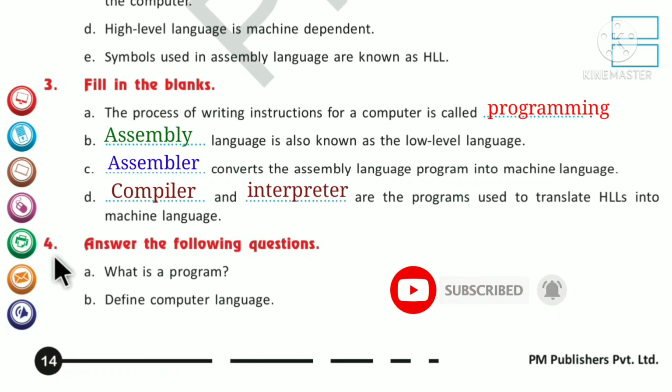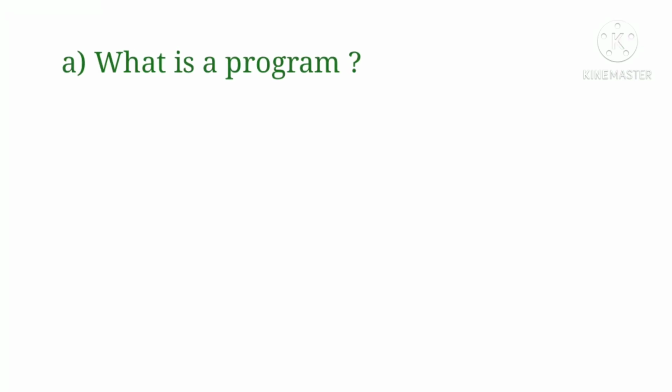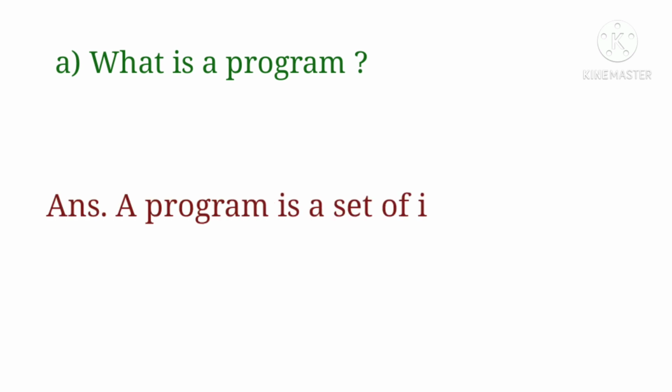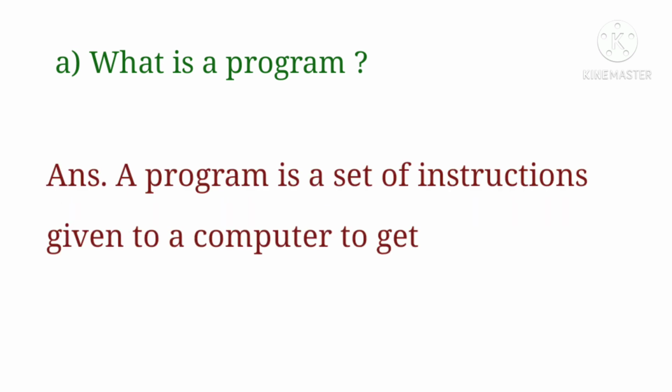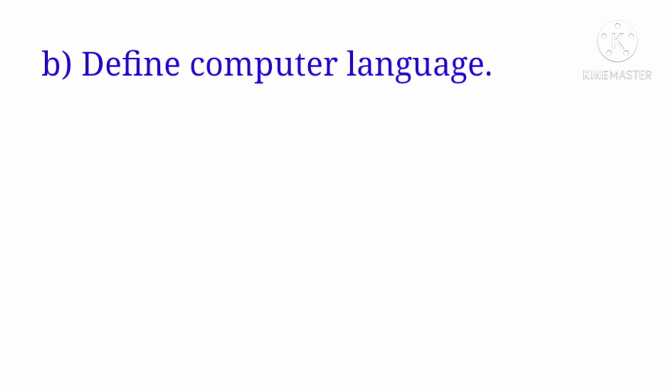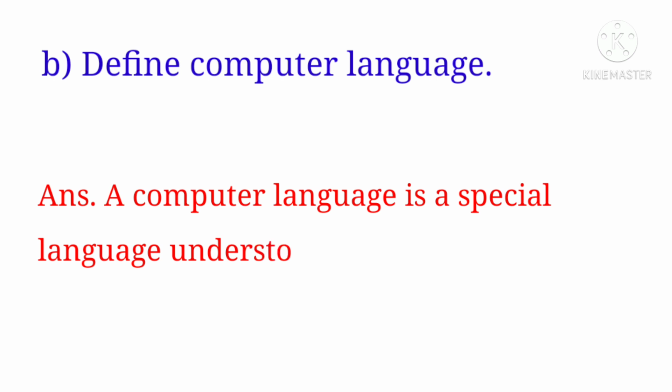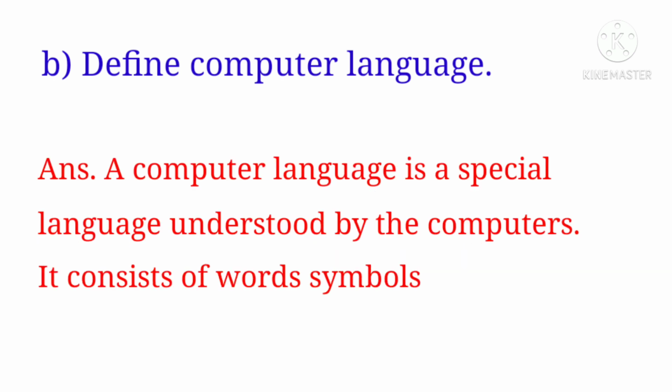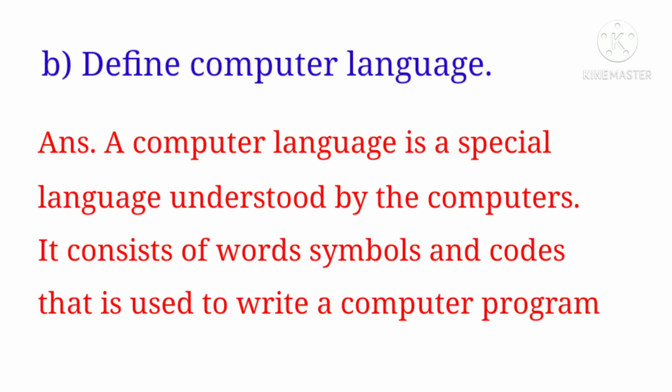Now, 4. Answer the following questions. A. What is a program? Answer. A program is a set of instructions given to a computer to get a particular task done. B. Define computer language. Answer. A computer language is a special language understood by the computers. It consists of words, symbols and codes that are used to write a computer program.